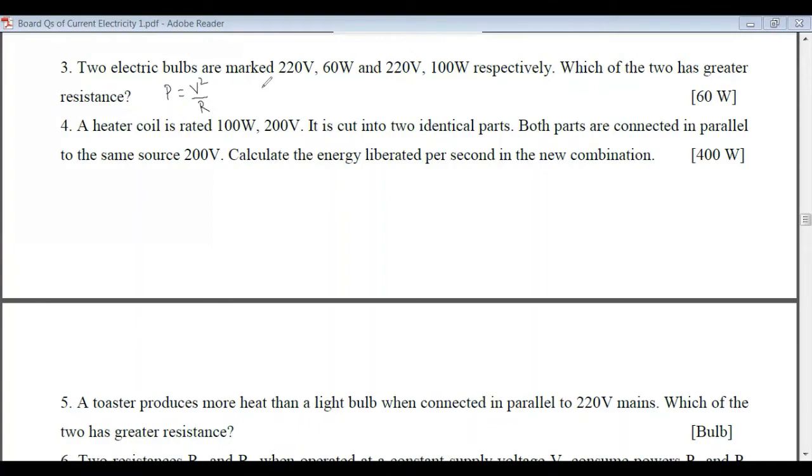From this formula we see that the power is inversely proportional to the resistance, or you may say that the resistance is inversely proportional to the power. So the one which has less power will have a greater resistance. So it means the 60 watt bulb will have greater resistance.